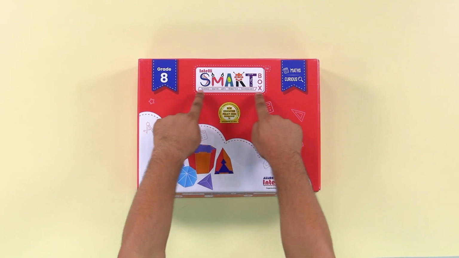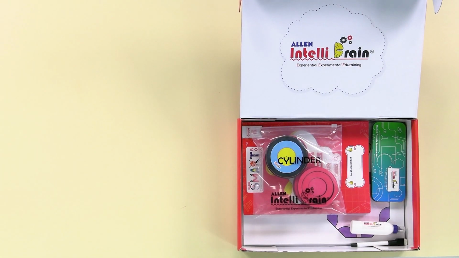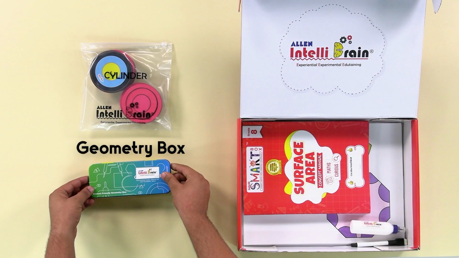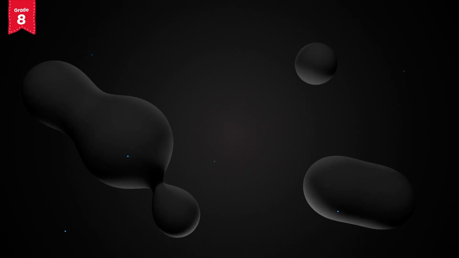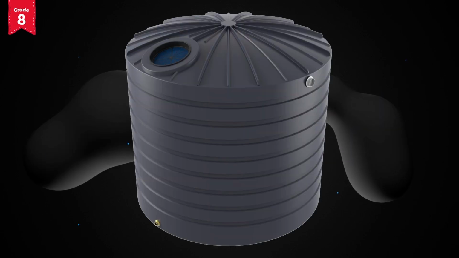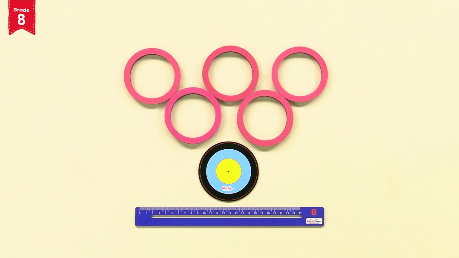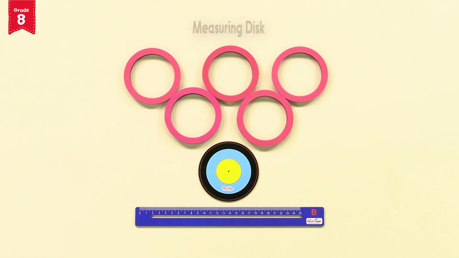From our IntelliSmart box, take out the cylinder kit and the geometry box. Hollow cylindrical shaped objects we see in everyday life include water bottles, pipelines, water tanks, pen holders, etc. Take out the foam rings of type A and measuring disc from activity kit and ruler from geometry box.